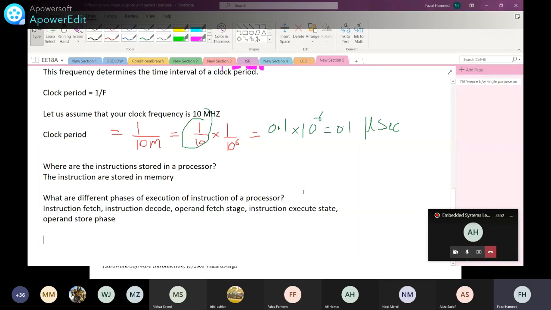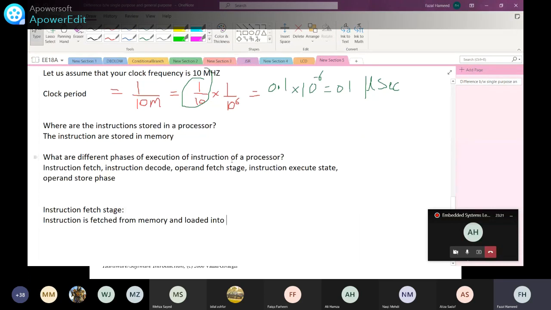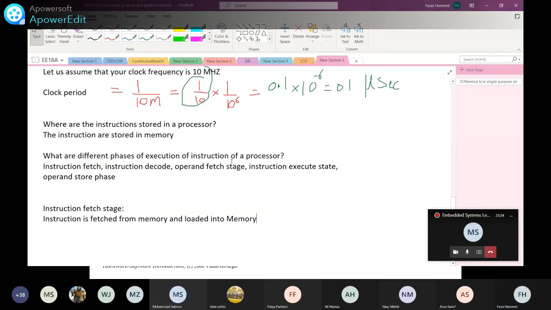So what happens in instruction fetch? Because the instructions are stored in memory, we need to fetch the instruction. So in the instruction fetch state, the instruction is fetched from memory and loaded into which register? Memory buffer register, if you remember. Address register.